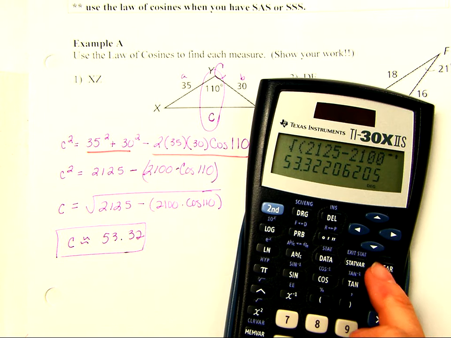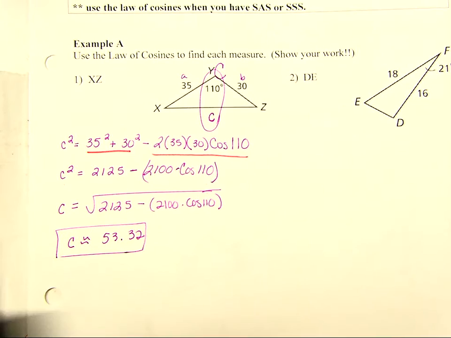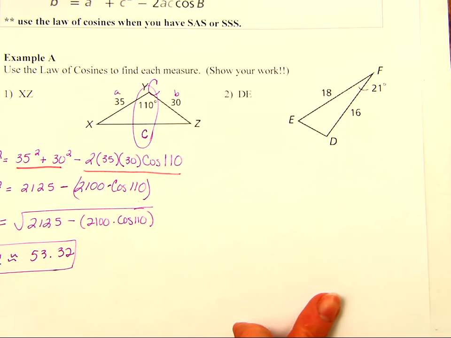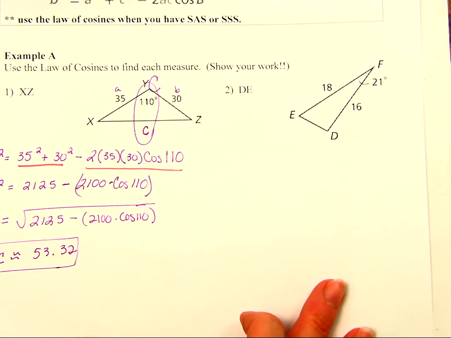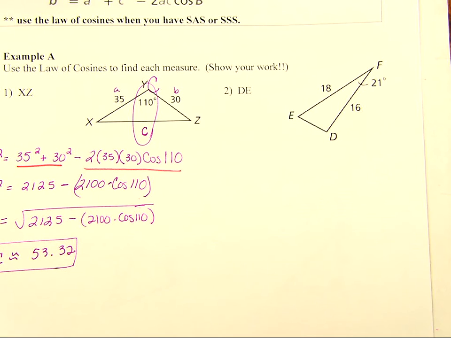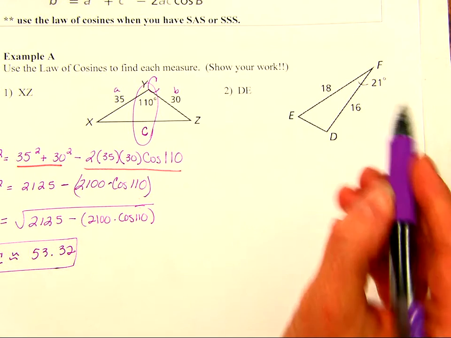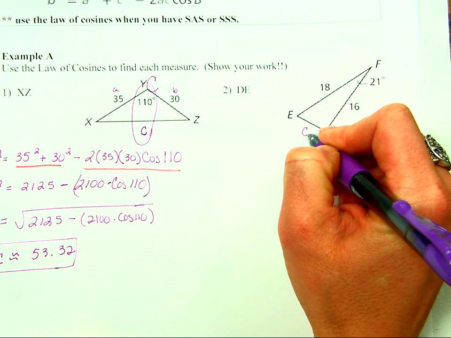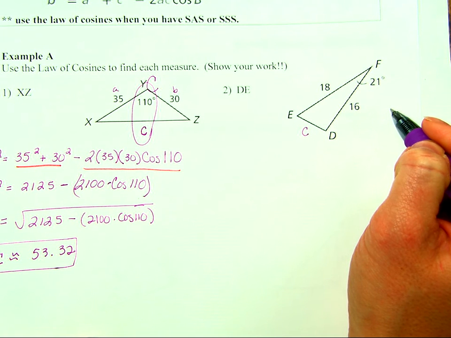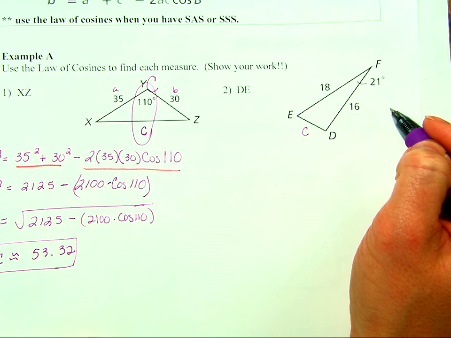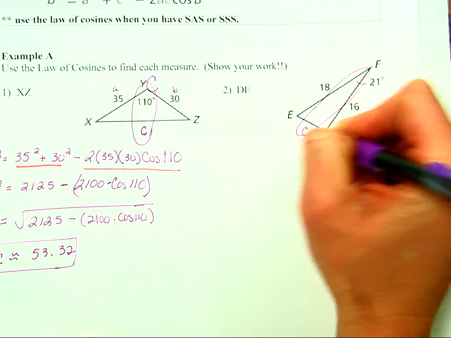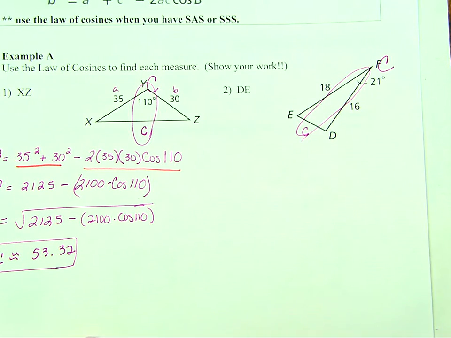Okay, let's take a look at number 2. We're looking to find side DE. So again, when I'm looking to find this side length, even though it's the shortest side, I'm going to call it side C. Because in my law of cosines, that's what I label it when I'm looking for a side length, which means that this angle here is going to be my angle C.